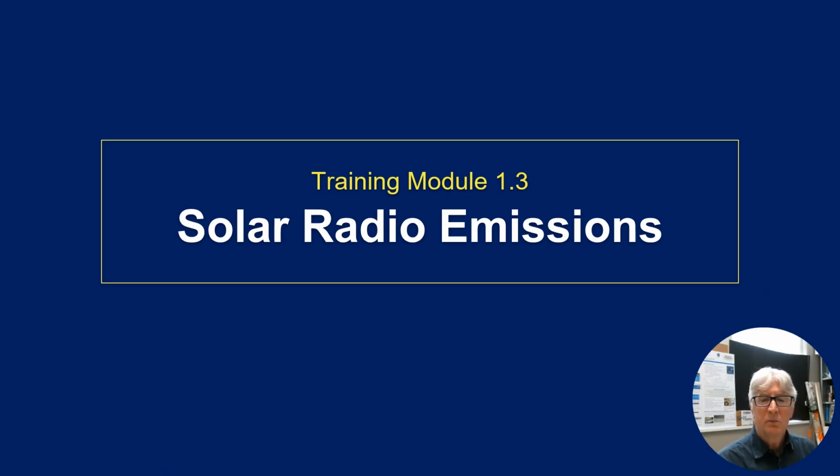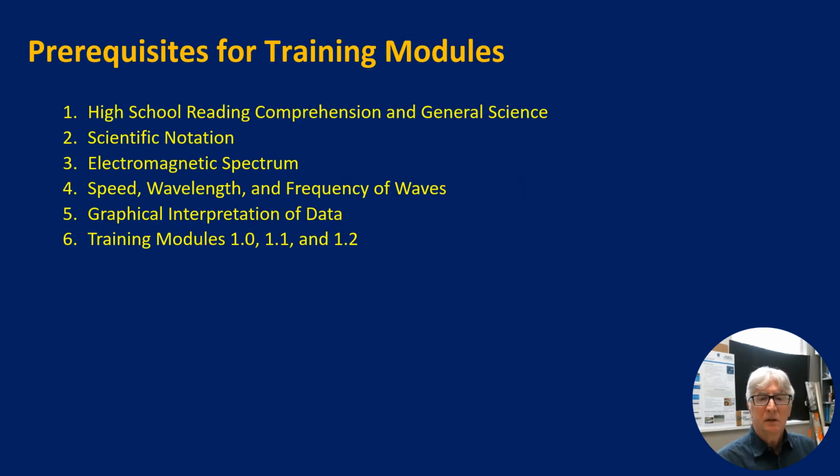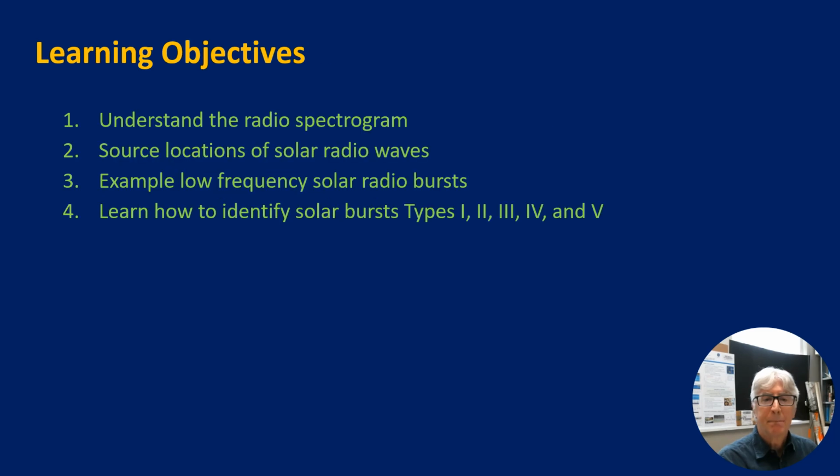This is Training Module 1.3, Solar Radio Emissions. This is a list of the prerequisites for this training module, specifically Training Module 1, 1.1, and 1.2. The learning objectives for this module are to understand the radio spectrogram, learn the sources and locations of solar radio waves, see an example low frequency solar radio burst, and learn how to identify the 5 different types of solar bursts.